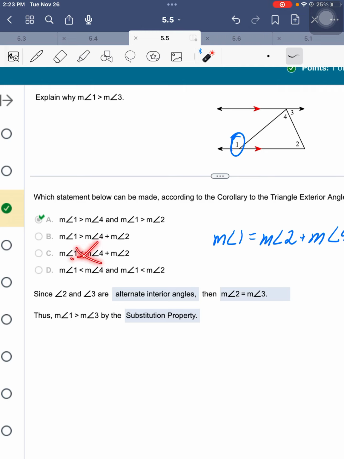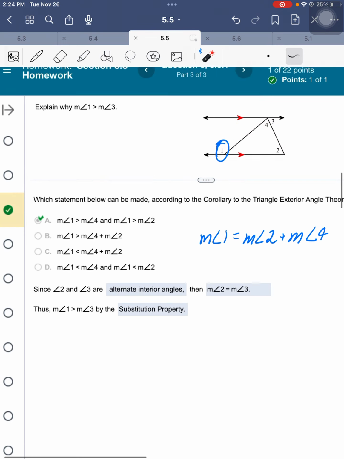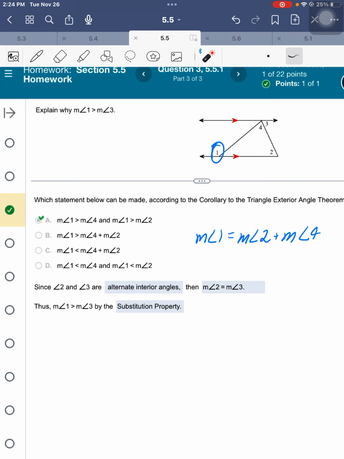Now, measure of angle 1 is less than 4 and 2? No, that's also not true. Measure of angle 1 is less than measure of angle 4? We just talked about that. How can 1 be less than 4 if 4 needed 2 just to equal it? So that's wrong too. That's wrong as well.